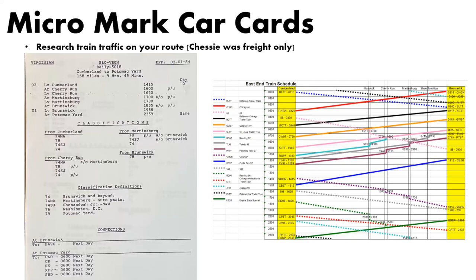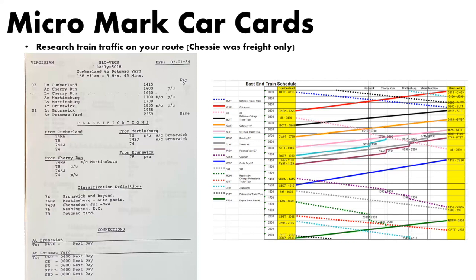Okay? But what's really interesting about this piece of paper is if you look here on the classification section, from Cumberland, block 74MA, block 78, block 74SJ, and block 74 start on the train. And if you look down here at what the definitions are, that tells you what blocks it's taking. So it's taking Brunswick and beyond cars. It's taking Martinsburg Auto Park cars. It's taking Shenandoah Junction cars. And it's taking Potomac Yard cars.